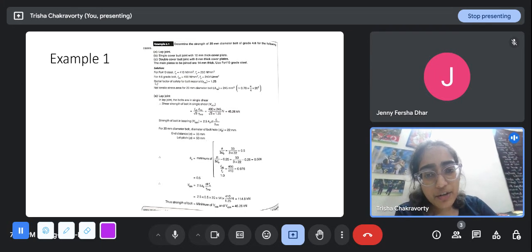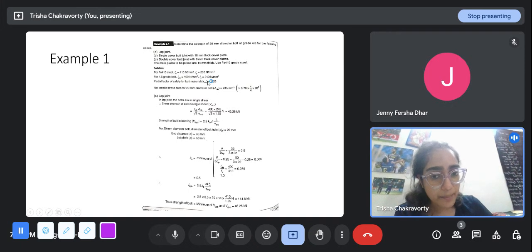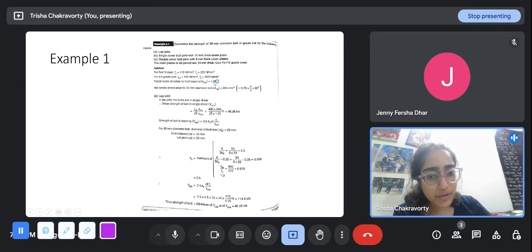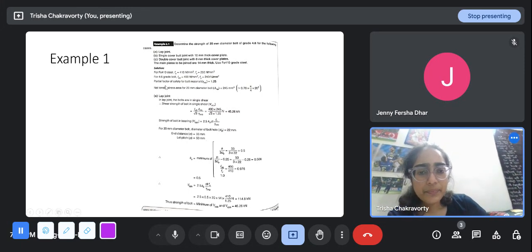For a 4.6 grade bolt, Fub is 400, so this 4 stands for 400, and to get the yield strength you have to multiply 400 into 0.6. 400 is the ultimate strength, and 400 into 0.6 is 240. The partial safety factor for bolt material is 1.25. These factors of safety are also mentioned in IS 800. So the net tensile area of the 20 diameter bolt is 245 square millimeters.